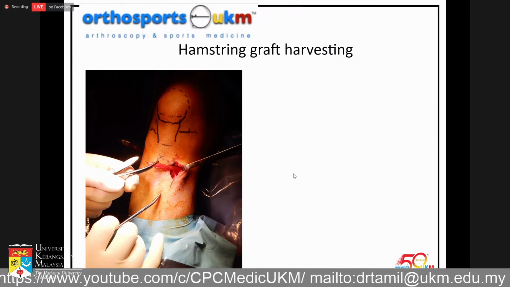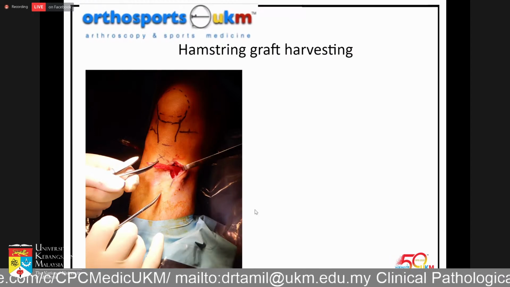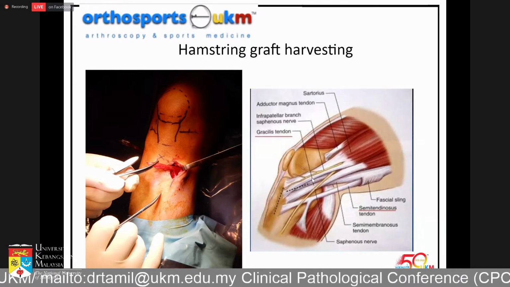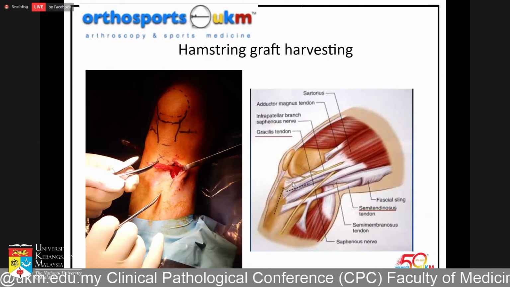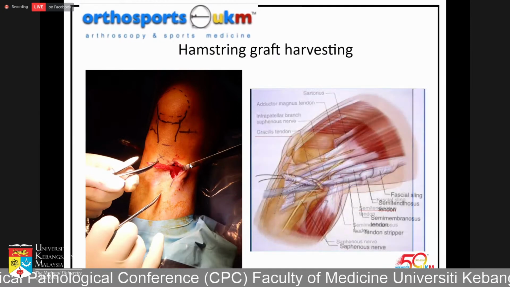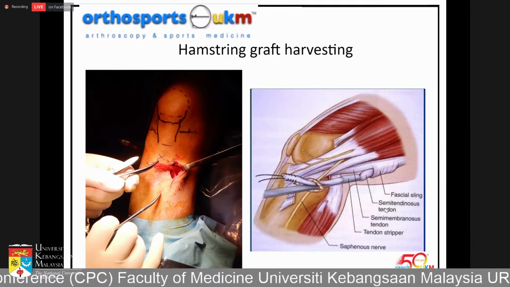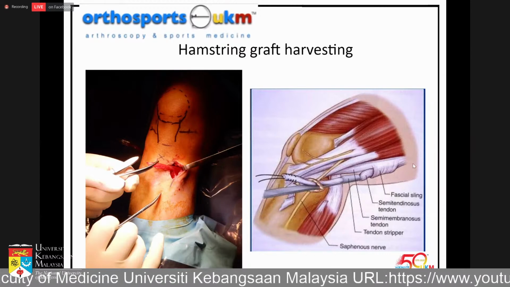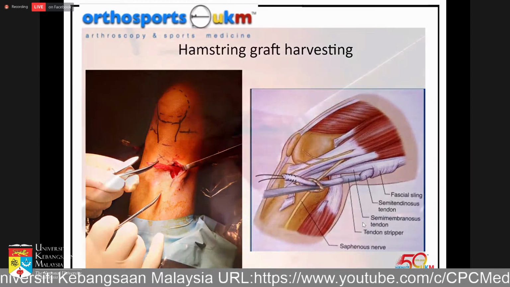So how do we harvest the hamstring graft? We make a small incision at the medial side near the pes anserinus. When you make the incision, you need to be aware of this nerve, which is called the infrapatellar branch of the saphenous nerve. If you injure this nerve, patient will complain of numbness at this area. Afterwards, we harvest the semitendinosus and the gracilis tendon. Why we take these 2 tendons is because these 2 tendons are long, tubular, and expandable.